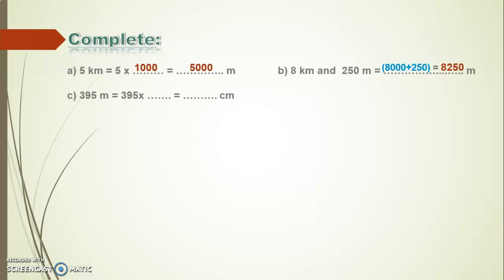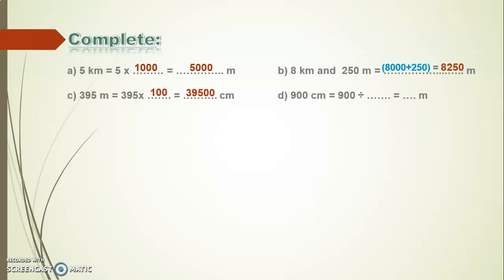Number C. 395 meters equals 395 times dots equals dots centimeters. To convert from meter to centimeter, I'll multiply by 100. So 395 times 100, it will be 39,500 centimeters.